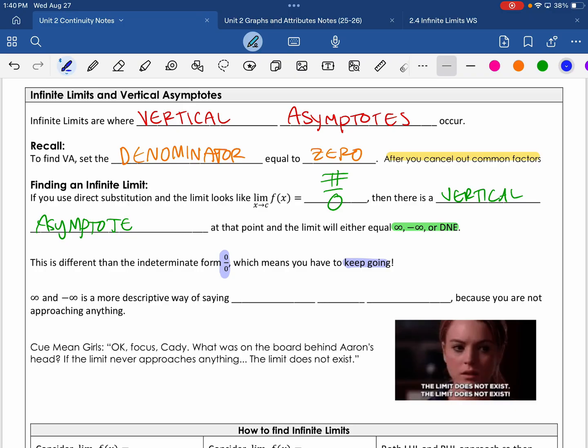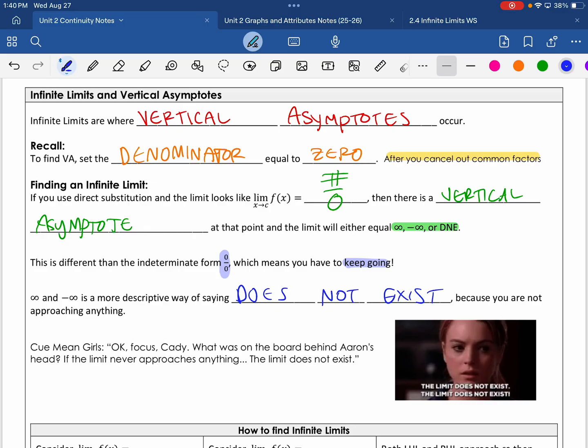And when I'm talking about the answer infinity or negative infinity, that is a more descriptive way of saying does not exist. Technically, infinity does not exist. It's more of a concept. But we want to get more descriptive.